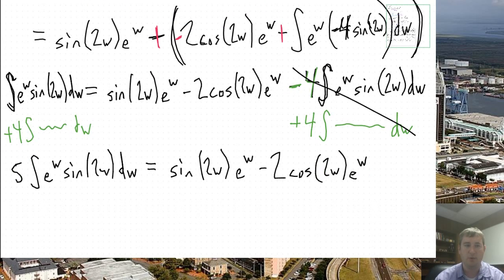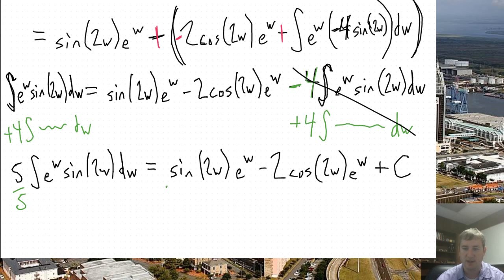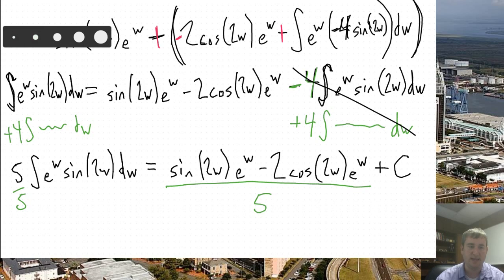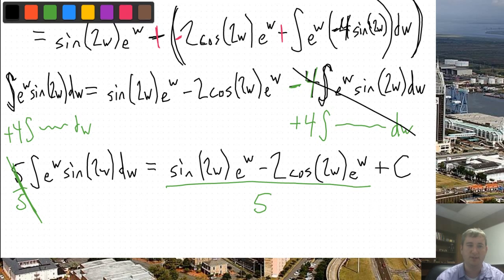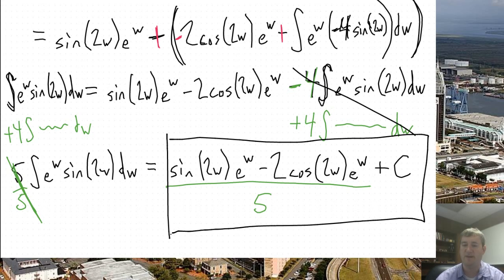And notice I don't have any more integrals on the right-hand side, so I have my plus c on the right-hand side to make up for that. The very final step, I'm not going to bother rewriting this entire line. I'm just going to take this 5, divide by it on the left, and divide by it on the right. So on the left, it has canceled completely, leaving me with my final answer, sine 2w e to the w minus 2 cosine 2w e to the w, all divided by 5 plus c.